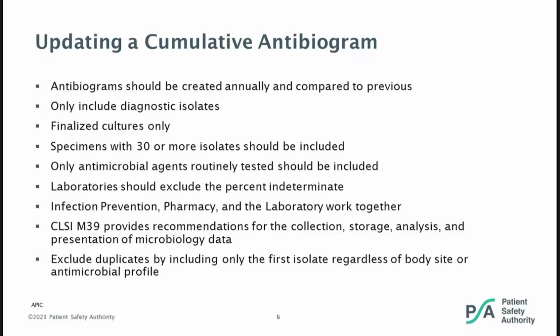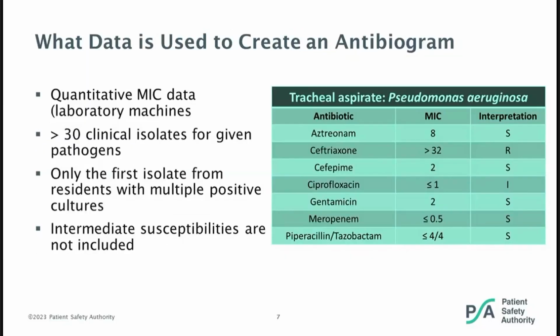You want to exclude duplicates by including only the first isolate, regardless of body site or antimicrobial profile. So if you have a resident with a wound from one site and they have a wound at another site, you're only going to use that very first isolate for that antimicrobial profile. So what data is used to create an antibiogram?